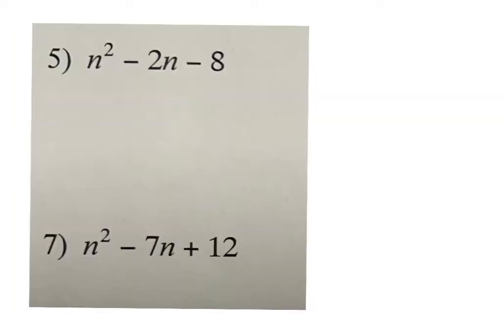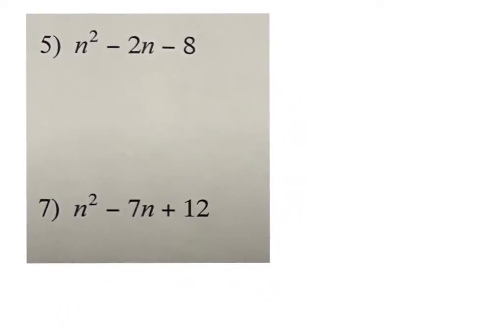Next question. We have 1, 2, and 8. There's nothing that is in common with those. And then we have n squared, n, and then no n. There's nothing in common with that. So there's nothing we can actually take out to start with.